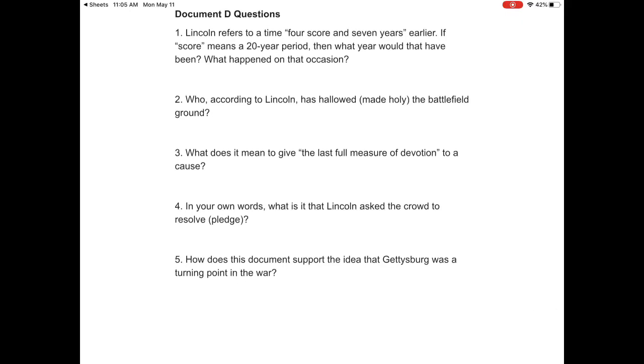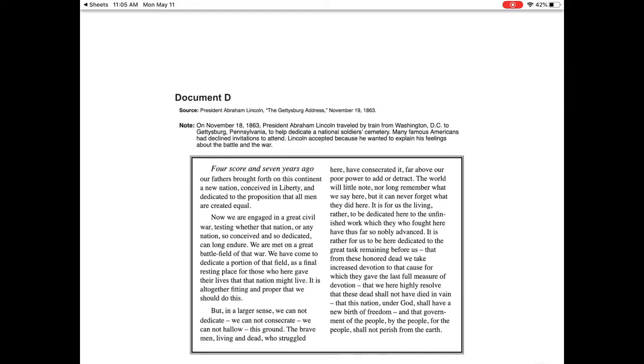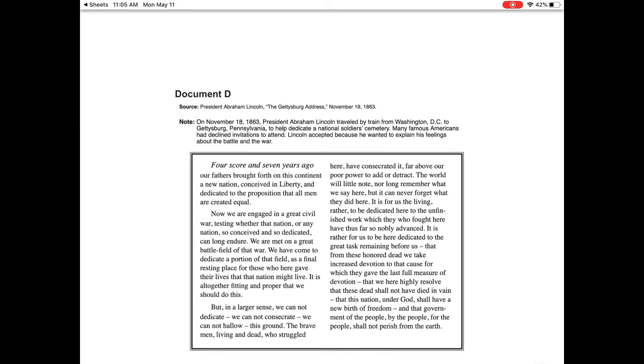Who, according to Lincoln, has hallowed, made holy, the battlefield's ground? So he has a great deal of respect for the soldiers who were there. And this battlefield is preserved to this day. It's kind of a unique feature of American history, is that we have a lot of preserved battlefields where there's nothing that's going on there except being a historical site.